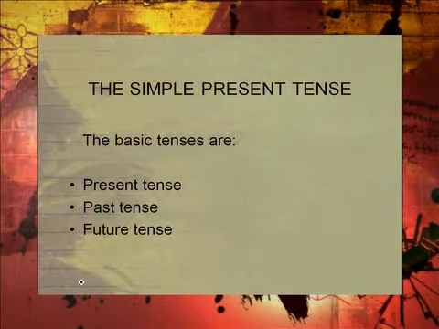Welcome back. We're talking about reading and viewing. An important part of our reading is understanding the tenses in which a text is written. We're going to be focusing on the simple present tense, but there are three basic tenses: present, past, and the future.